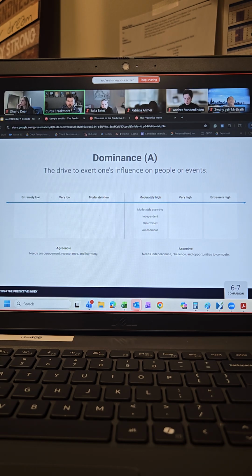If their drive falls between 1 and 2 on the positive side, then they would be considered very high. They would be very assertive. And you might use words like competitive, maybe even venturesome or directing. They like to have their way. They have an idea and they're going to run with it.